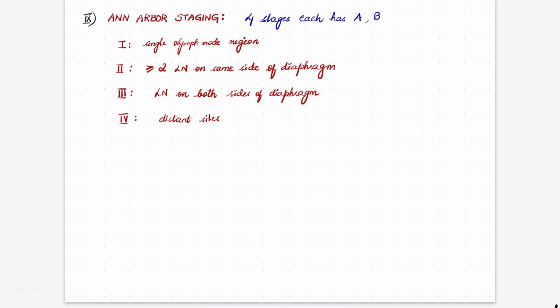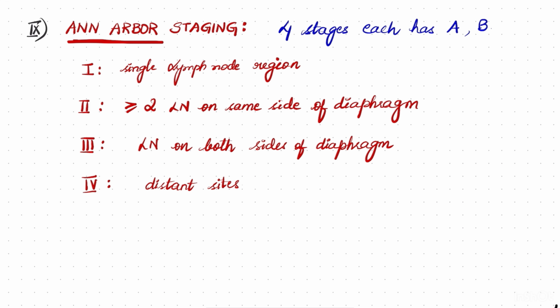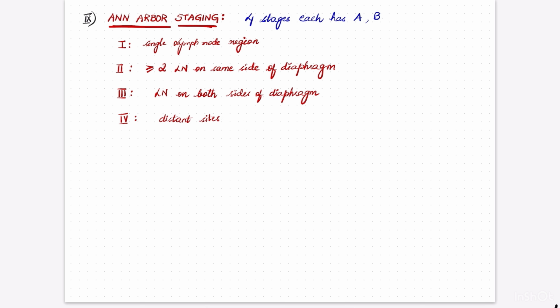There is a staging for this Hodgkin's lymphoma, and the name of the staging is Ann Arbor staging. Ann Arbor staging is used to stage Hodgkin lymphoma. There are four stages, and each has A and B. A is for when there are no B symptoms; B symptoms are absent means A. B means B symptoms are present. When B symptoms are present, it comes under the B stage. A means absent B symptoms.